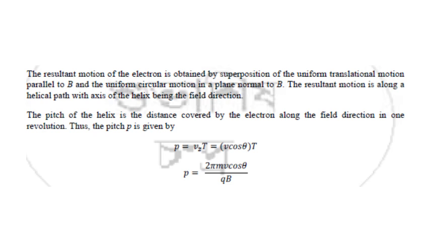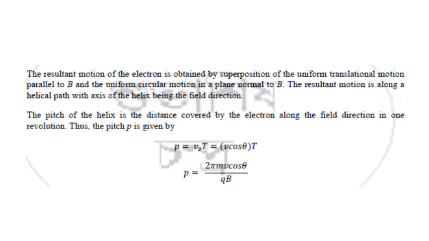The resultant motion of the electron is obtained by superposition of uniform translational motion parallel to B and uniform circular motion normal to B. The resultant motion is along a helical path with the axis of the helix in the field direction. Now it is moving in a circular direction but also moving forward, so it will create a helix in the forward direction.